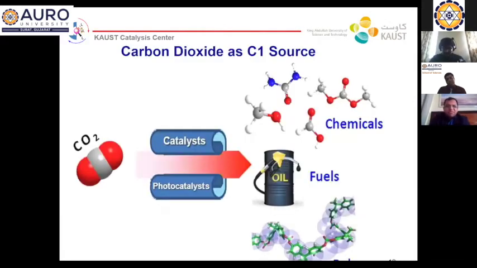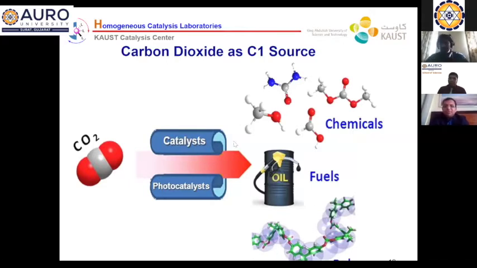So carbon dioxide as a C1 source, because carbon dioxide contains one carbon and two oxygen. After using catalyst and photosynthesis, we get fine chemicals, which are used as fuels. What are the fuels? For example, from CO2 we can form methanol. Methanol is used as a fuel. Formic acid we can use as a fuel. We can even transform it into various types of chemicals. Also, we can use it to form various types of polymers.